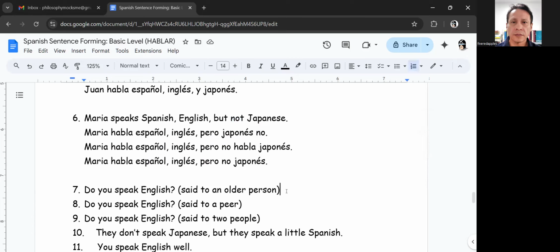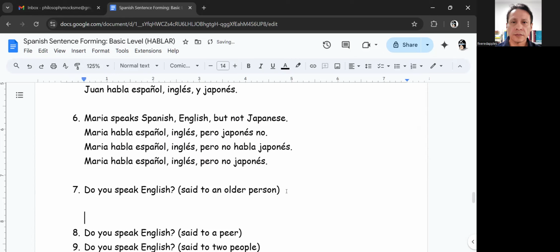Okay. Now, how would you ask, do you speak Spanish if you were saying it to an older person? So how would you ask this respectfully, basically? Do you speak English? Habla inglés. Because this is the usted. And you can throw in, let me click this English first. You can throw in the usted, by the way. It's polite. It's perfectly acceptable to throw in the word usted.